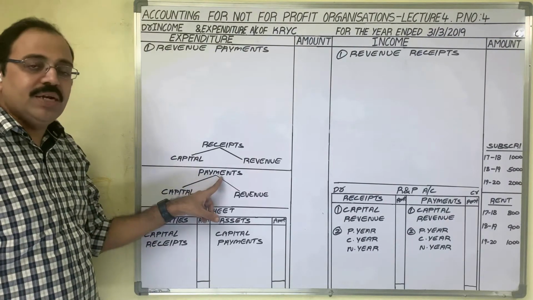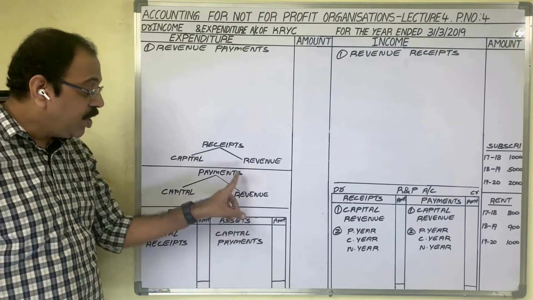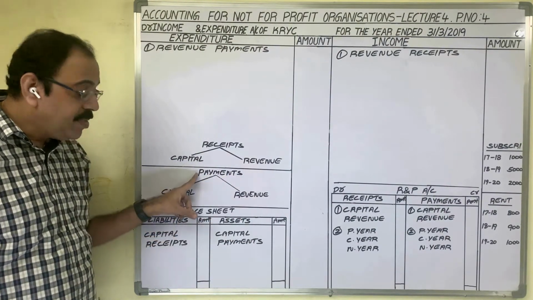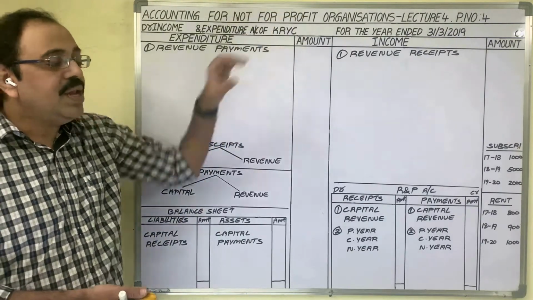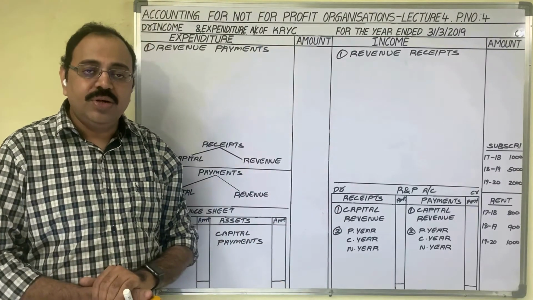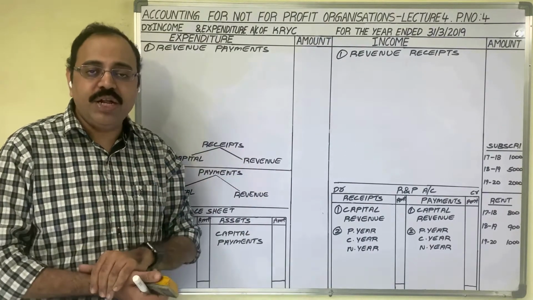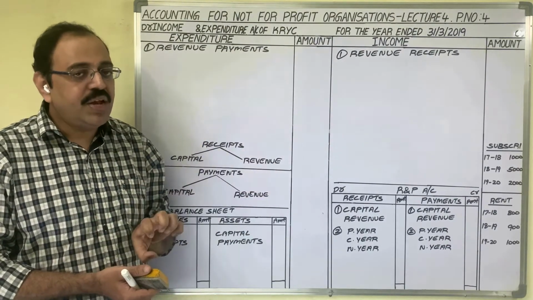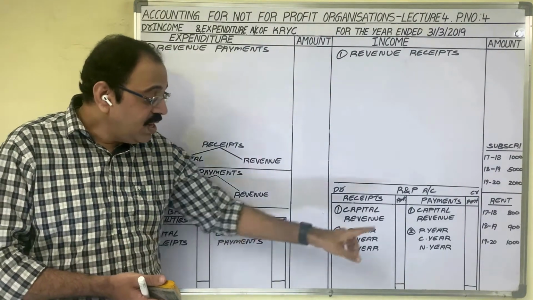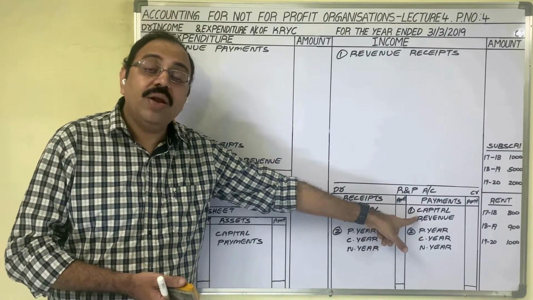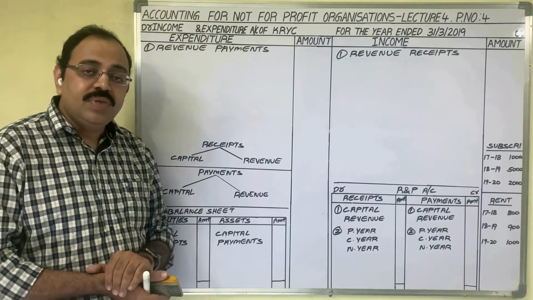Now come to payments. Payments are also of two types: capital payments and revenue payments. Capital payments means non-recurring payments. For example, this organization purchased furniture. Do they buy furniture regularly? No. It is one rare expenditure. So rarely they buy furniture, rarely money goes out of the firm. So it is one rare payment, a non-recurring payment. It is known as capital payment.